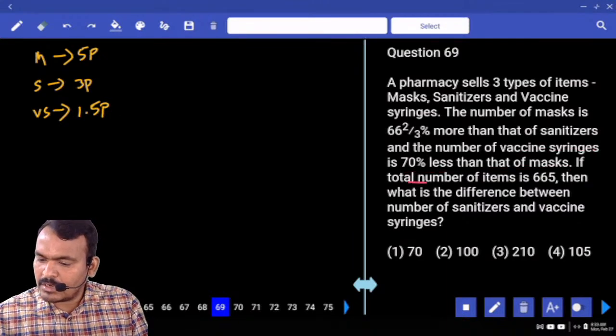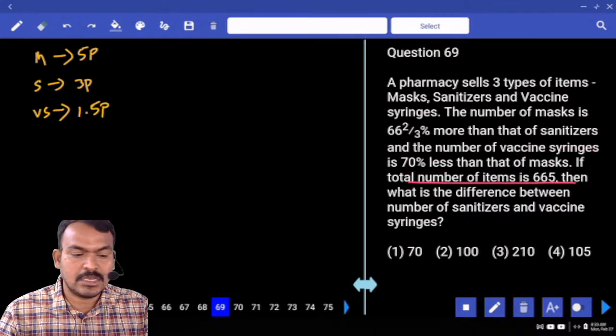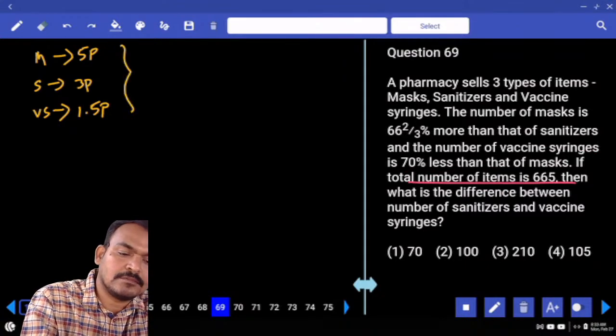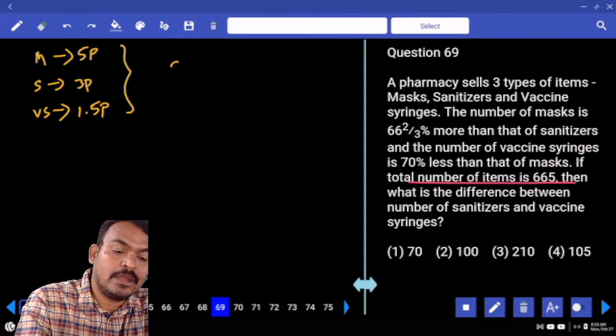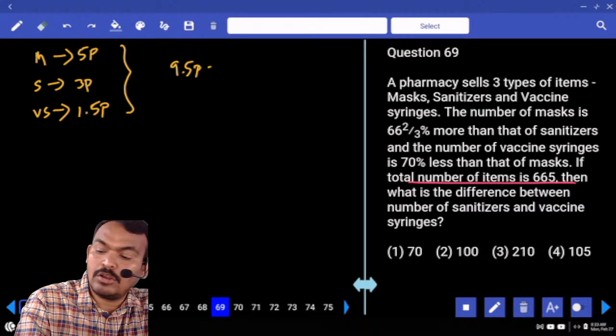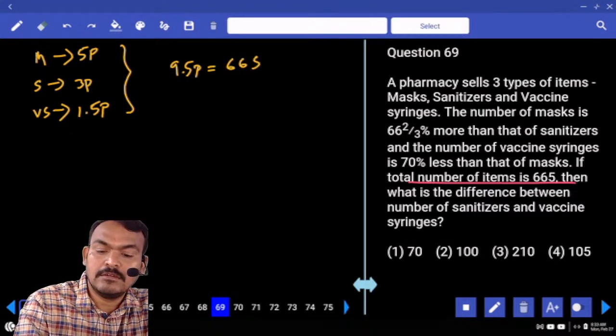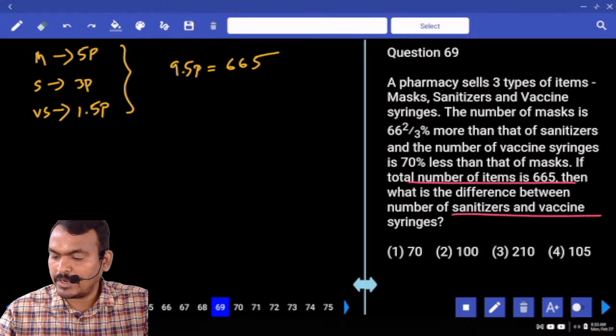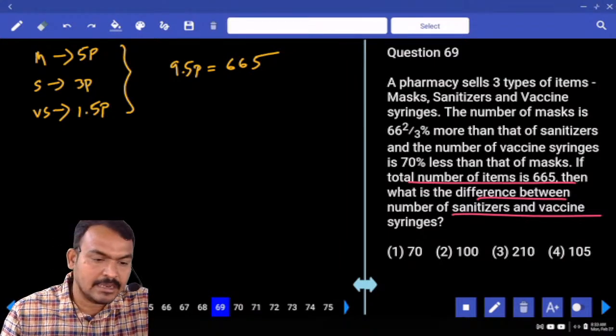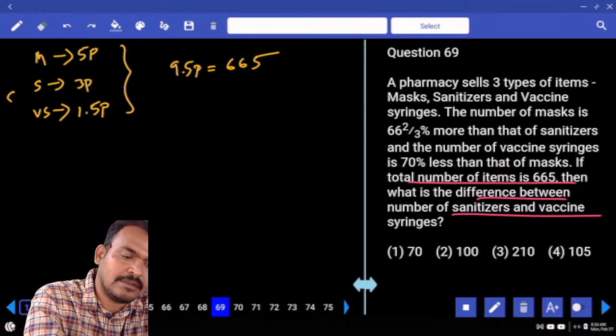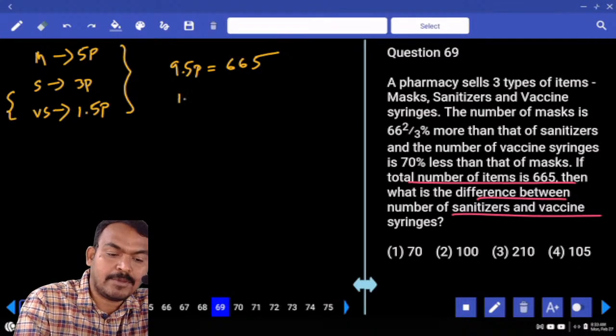And what is the question here? The total number of items is 665. Total how many parts? 9.5 parts, which is equal to 665. But we require the difference between sanitizers and vaccination syringes. Sanitizers are 3 parts and vaccine syringes are 1.5 parts.